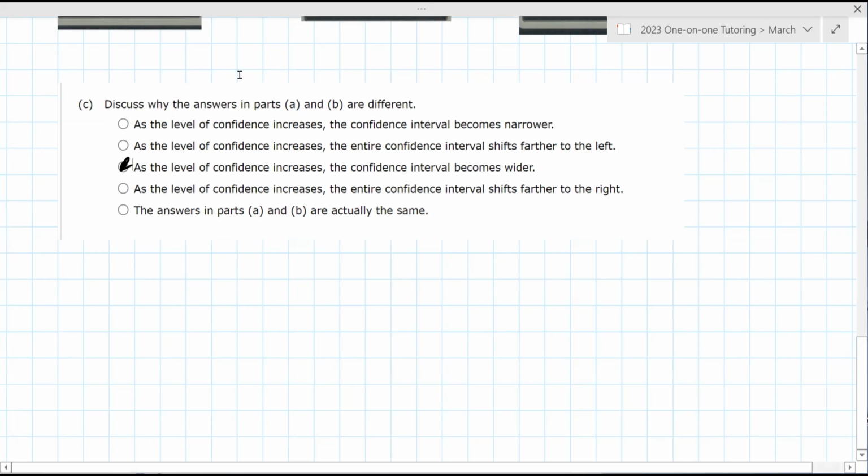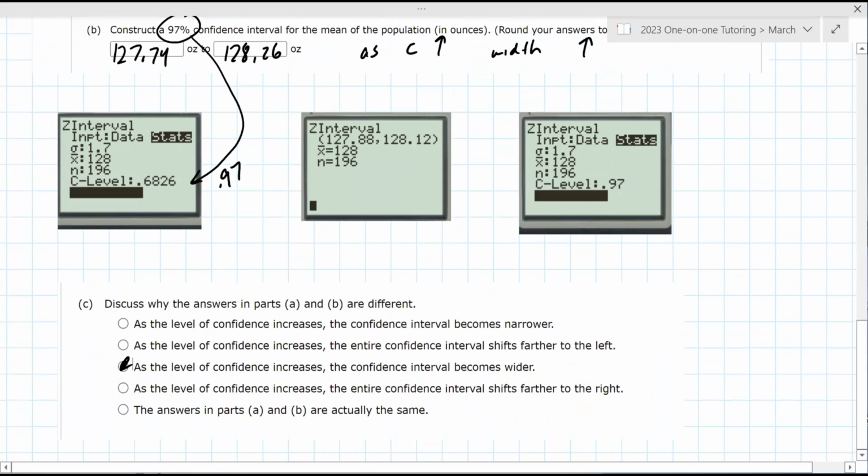So you've got to be able to go to your calculator and do the Z interval. I think we were doing that yesterday for a couple of questions.